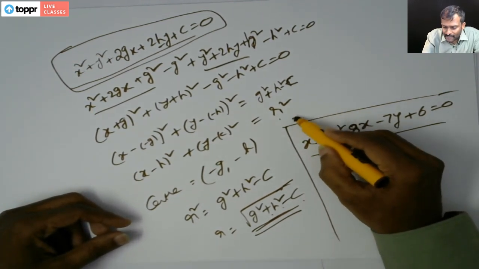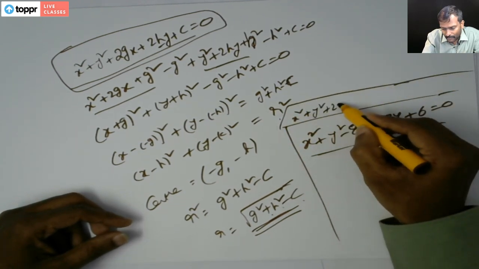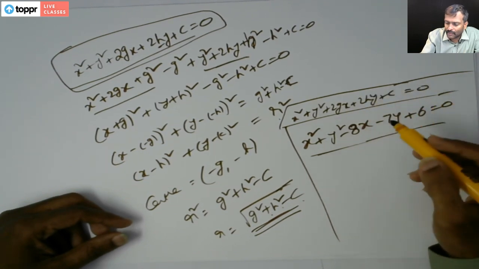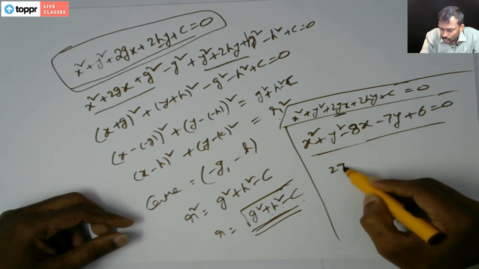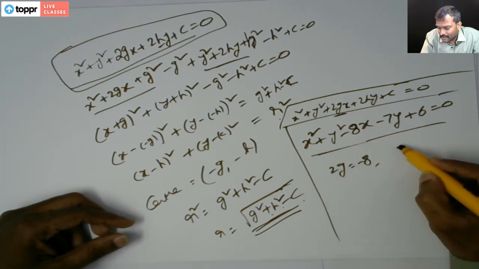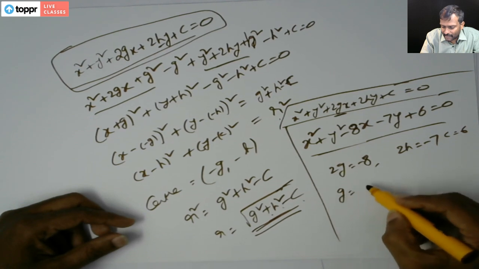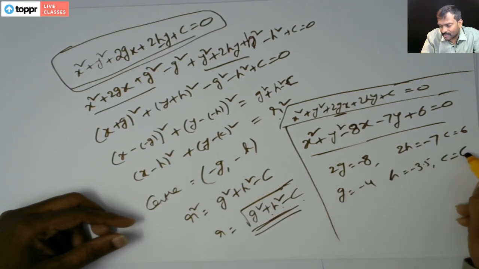So you can write this equation on the top, to compare the things: x square plus y square plus 2gx plus 2hy plus c is equal to 0. And when you look at this, 2g is equal to minus 8 and 2h is equal to minus 7 and c is equal to 6. So from this you can calculate g as minus 4 and h as minus 3.5 and c is equal to 6.